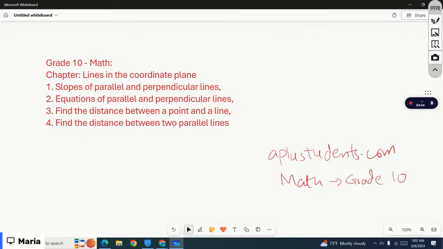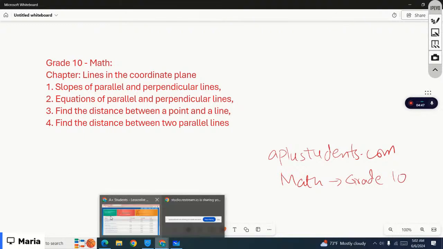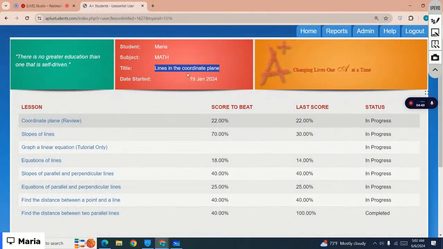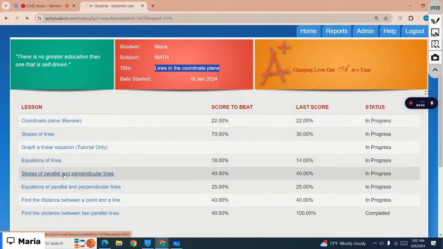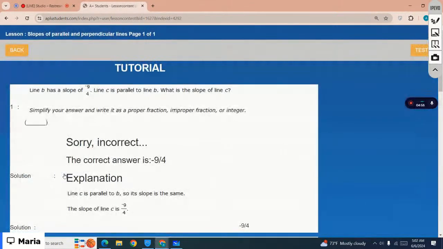So let's start with the lesson. Here I'm on Grade 10 Math. We're going to start with lines in the coordinate plane, and the lesson is slopes of parallel and perpendicular lines.